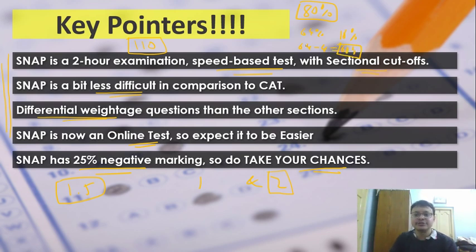So you're attempting 80% of questions with 80% accuracy. You've done a decent job as far as your overall final score. And the only reason is, remember, SNAP has 25% negative marking, so do take your chances in every question. Wherever you have a bit of a hunch as well, just go ahead and mark an answer.